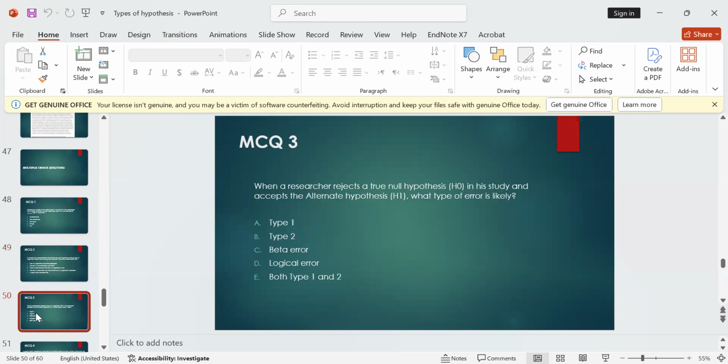MCQ number 3. When a researcher rejects a true null hypothesis in his study and accepts the alternate hypothesis, what type of error is likely? A, type 1 error, B, type 2 error, C, beta error, D, logical error, or E, both type 1 and 2.